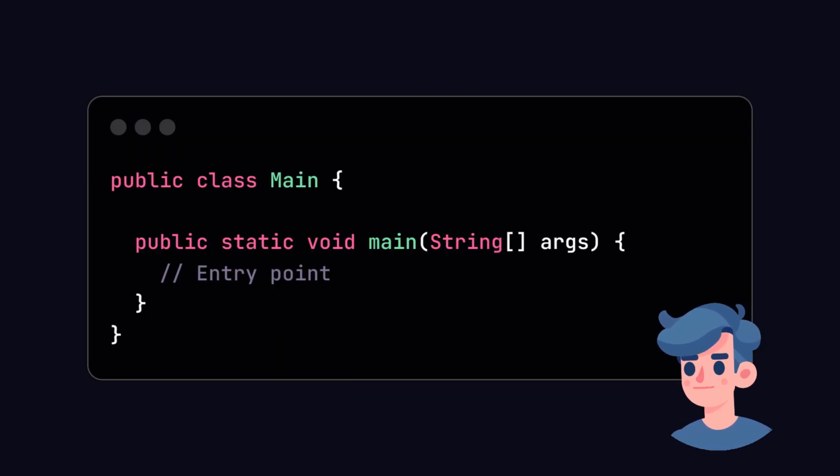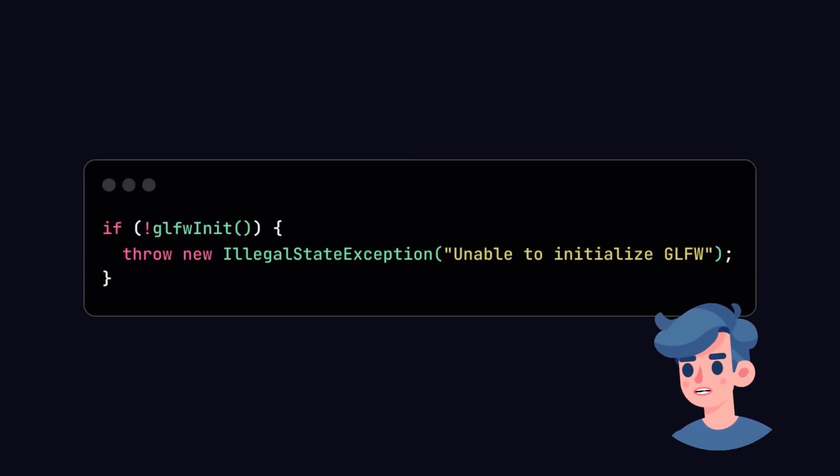First, we'll create a new Java class named Main. This is where our entry point for the application will be. Inside the main method, we will set up GLFW, which is a library for creating windows and managing input. First, we have to initialize GLFW with the following lines of code.